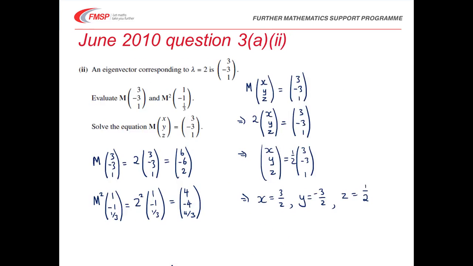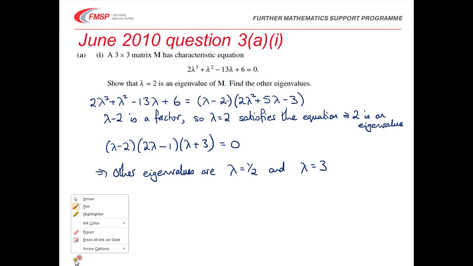Let's see how the mark scheme works for this question. For part A, there is a single mark for showing that 2 is an eigenvalue either by substituting 2 into the characteristic equation or by factorising. There's then a method mark for doing the correct factorising to get a quadratic and solving that, and 2 accuracy marks for getting each of the correct eigenvalues.